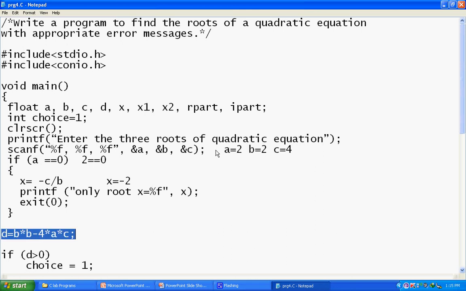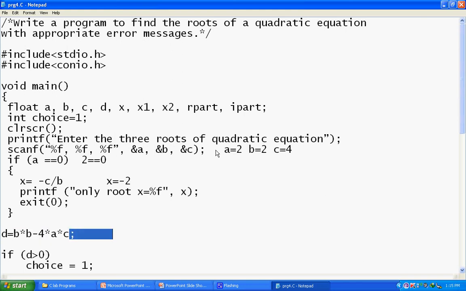So in that case, I will come to this statement where the value of d is equal to b square minus 4ac. Remember, in the formula we have b square minus 4ac. Instead of putting the complete thing, I'm just calculating this part separately. And with the help of d, I'm going to identify if the value of d is greater than 0, or it is equal to 0, or it is less than 0. d is equal to b square minus 4ac.